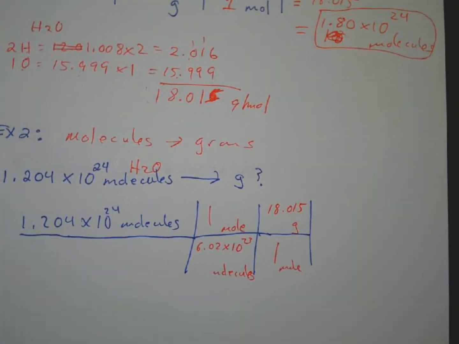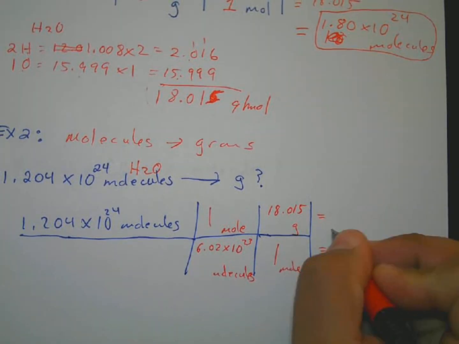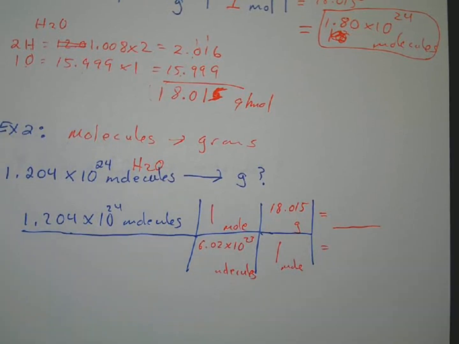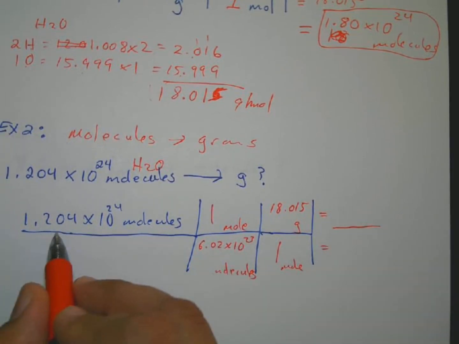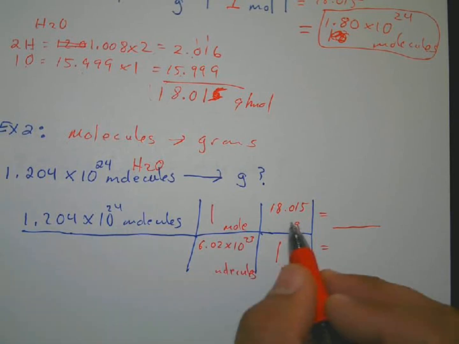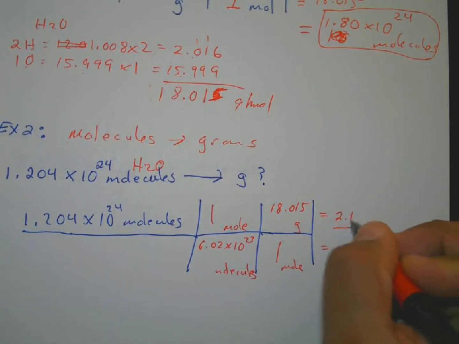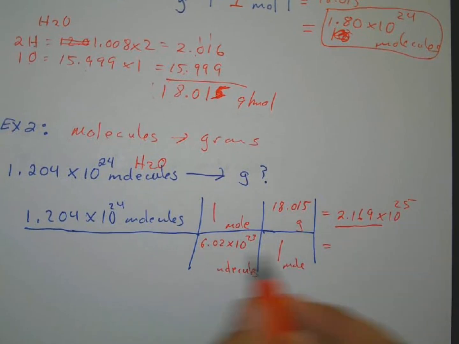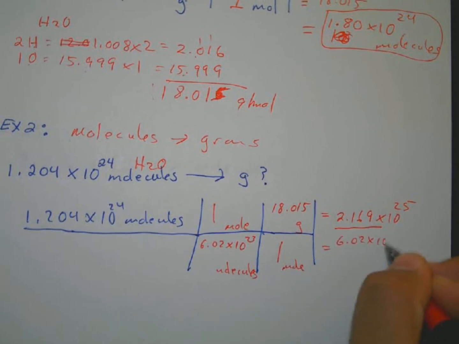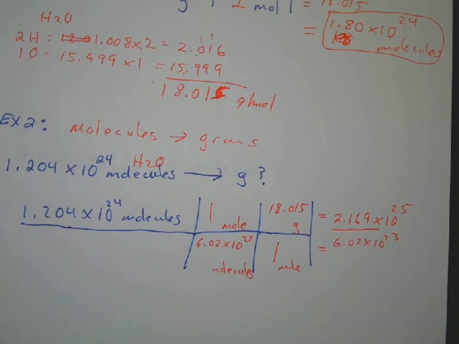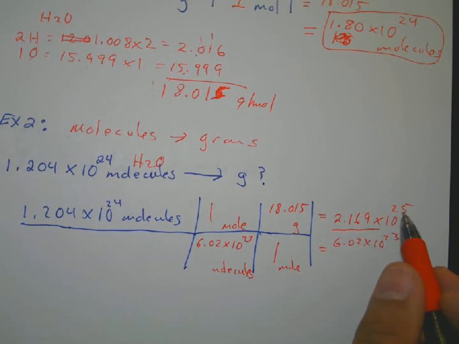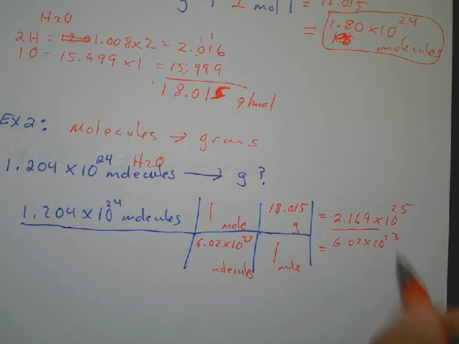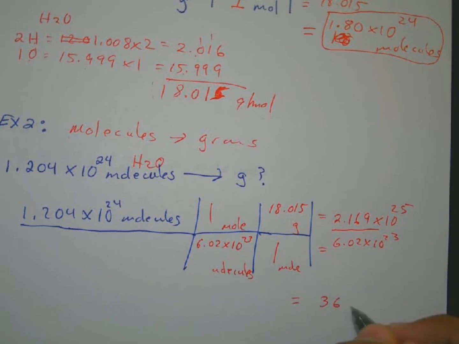So now, our last step, let's do the math. We're going to multiply the top together and multiply the bottom together. And you always save dividing for last. So I'm going to pull out my calculator. If I go 1.204 times 10 to the 24th times 1 times 18, you're going to get 2.169 times 10 to the 25th. And then 6.02 times 1 is 6.02 times 10 to the 23rd, so it stays the same. Now my last step is to divide. When you divide 2.169 times 10 to the 25th by 6.02 times 10 to the 23rd, you're going to get 36 grams of H2O.